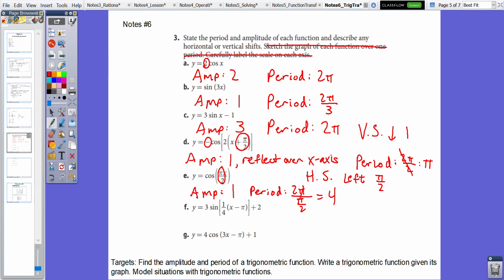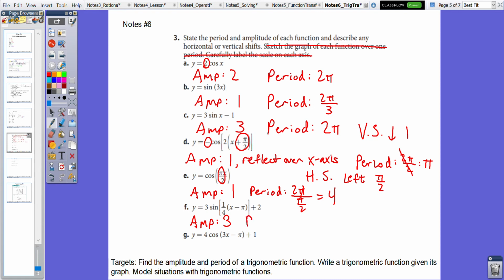Part F, just like we saw in Part D, a lot going on here. Let's go ahead and decipher all of this. Y equals 3 times sine of 1/4 times x minus pi, all plus 2. Okay, so let's start with our amplitude. Once again, the amplitude is the coefficient on the sine function. That's going to give me a value of 3. Our b value is 1/4.